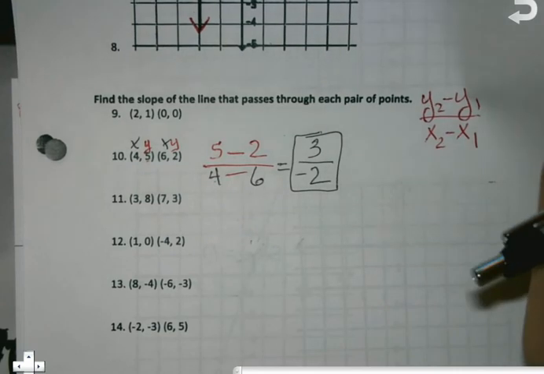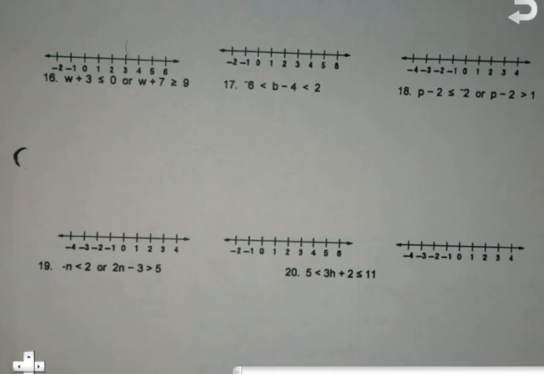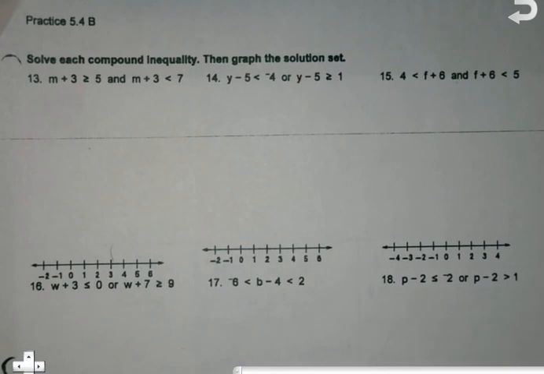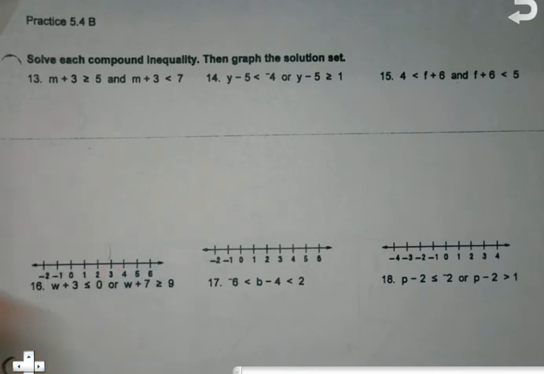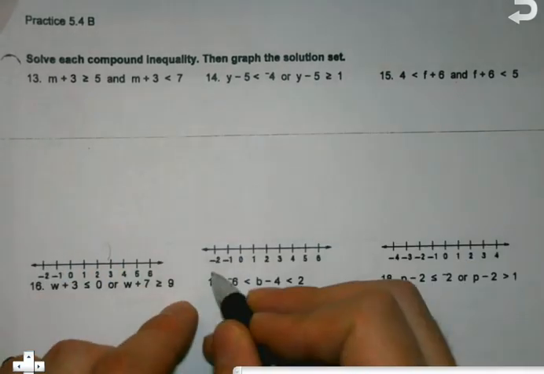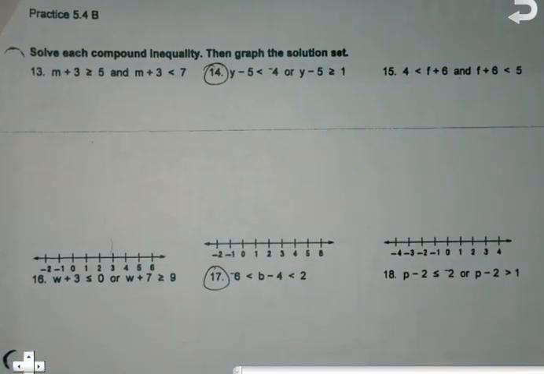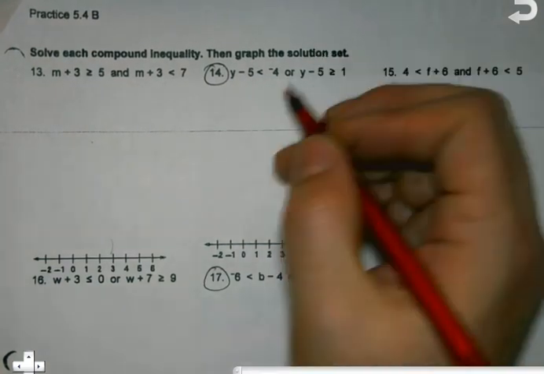And then the only other thing we've got on our to-do list, I'll get this to you in just a sec, is this practice 5.4b, remembering this and and or stuff. So there's a couple on here I want to do with you too. I want to do an and, I want to do an or. For 14 and 17, those are the two we're going to look at. If there's two separate ones, we're going to solve each one.